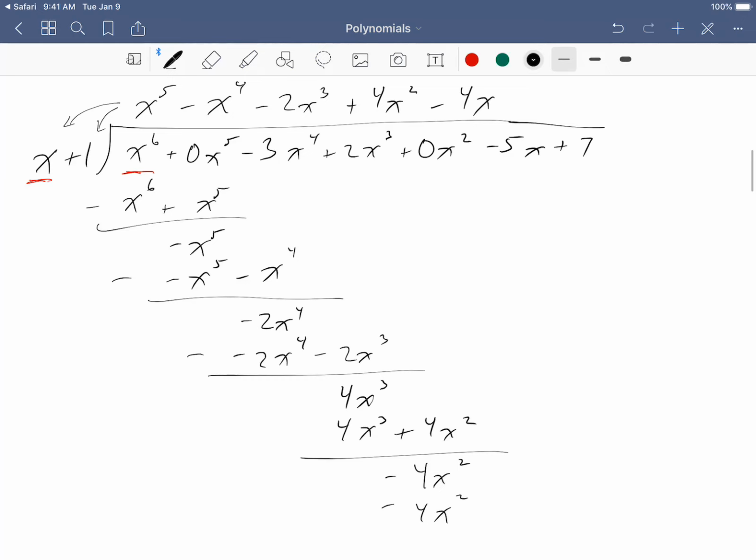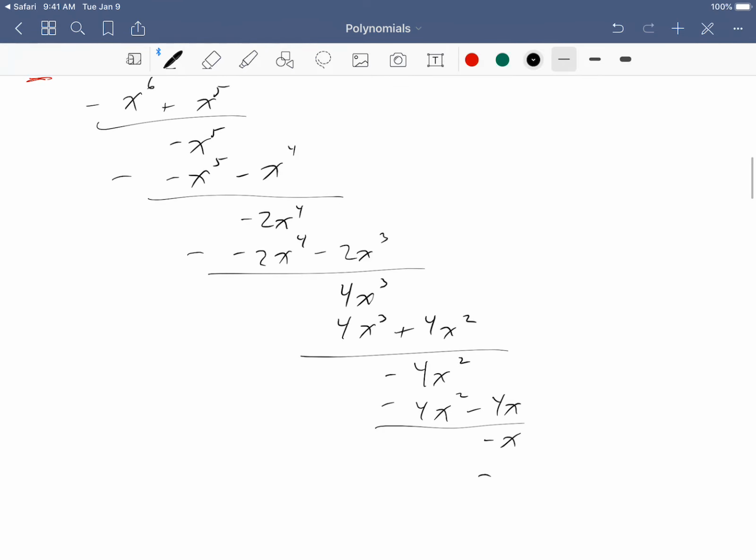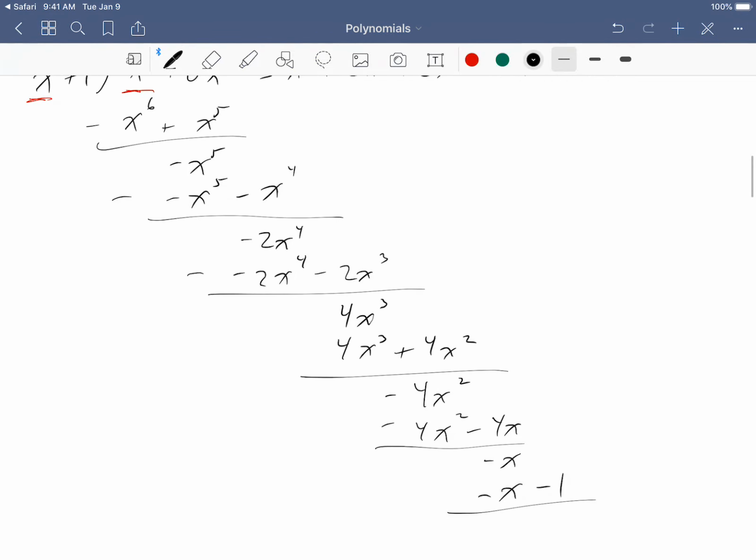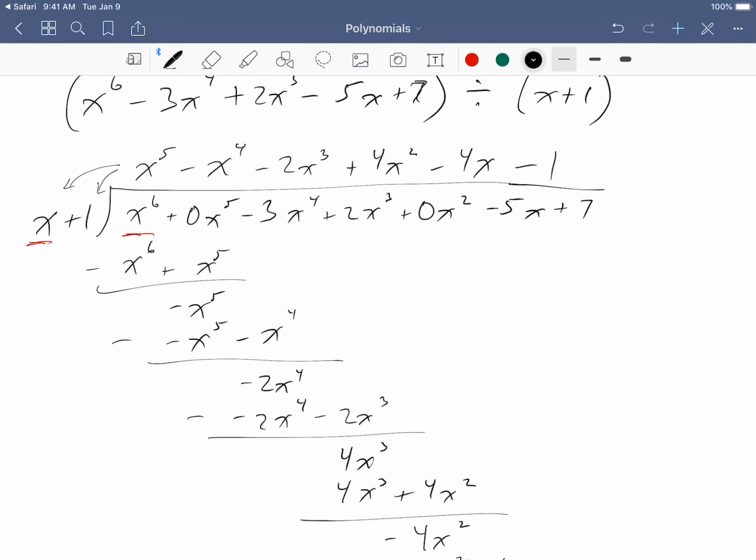All right, and then I get a minus 4x squared minus 4x. Subtracting down, I get minus 5x plus 4x gives me minus x. x goes into minus x minus 1 times. And then I get a minus x minus 1. Subtracting down, I have 7 minus negative 1, so that gives me 8. And that's my remainder. So up at the top, I have my answer and remainder 8.